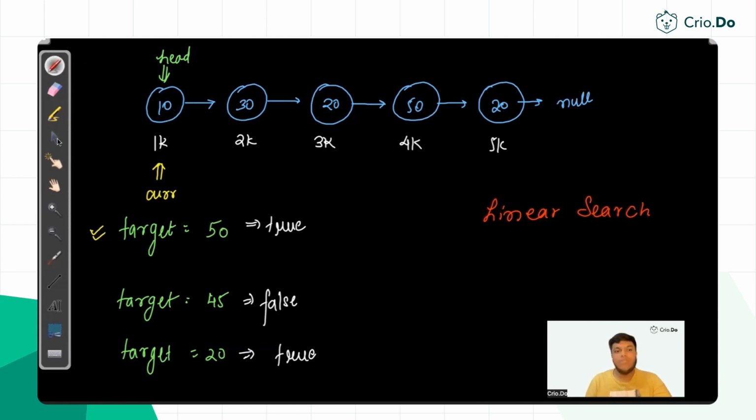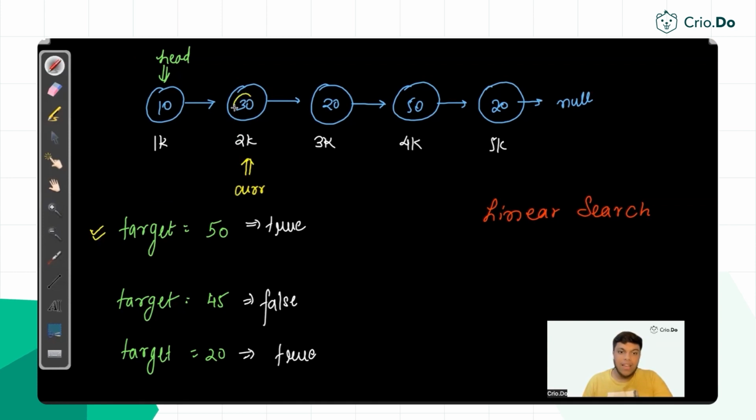No, 10 is not equal to 50. Okay, let's go to the next node. But in an array, we used to go to the next element by jumping the index: 0 becomes 1, 1 becomes 2. In case of a linked list, we will go to the next node by making current equal to current.next. That is 1000.next, which will become 2000.